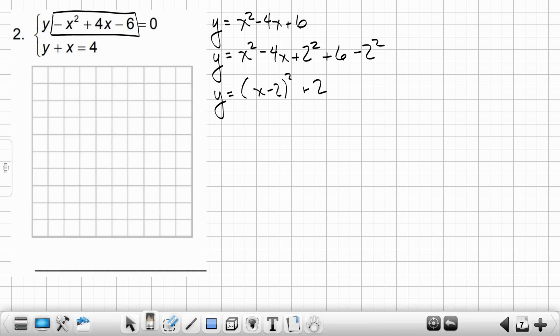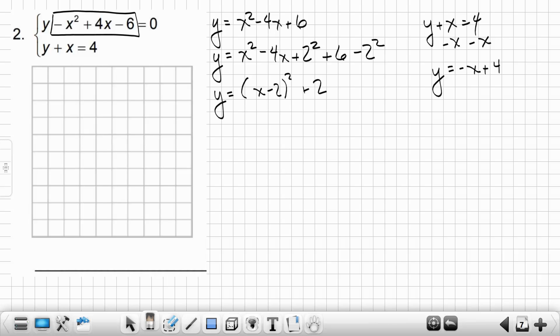But the other one, I want to get it into slope-intercept form. Y plus x equals 4. I want y equals mx plus b, so let's get the x to the other side. Subtract x. Y equals negative x plus 4.